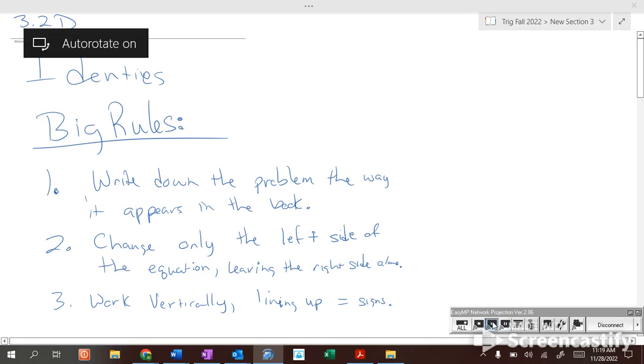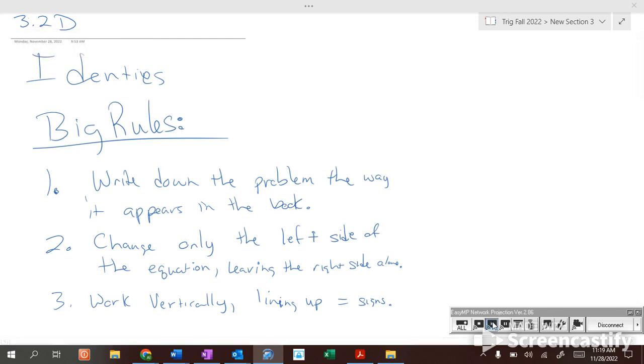All right, so identities. Basically, they are equations where I already give you the answer at the start of the problem. The big rule is you write down the problem the way it appears in the book. Then you are only going to change the left side of the equation, leaving the right side alone, but you'll be working down as you go, writing the right side down each time.